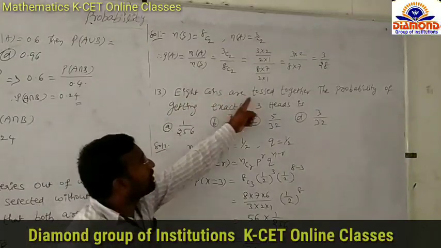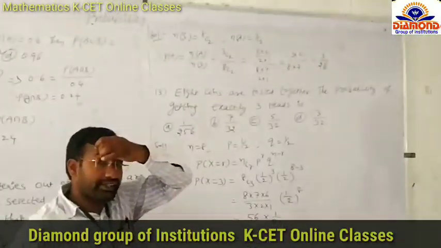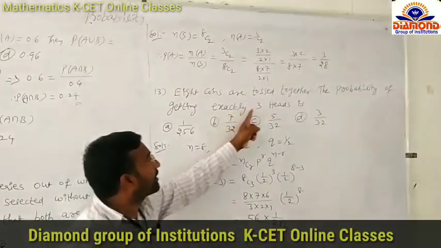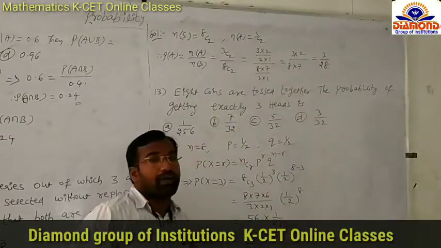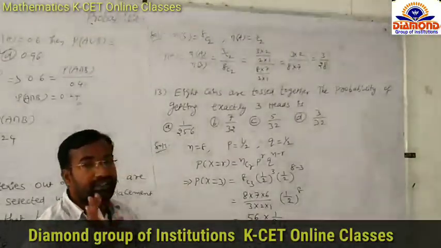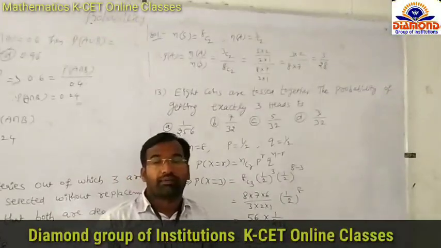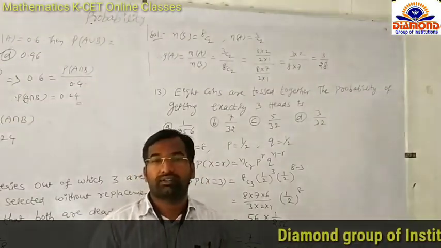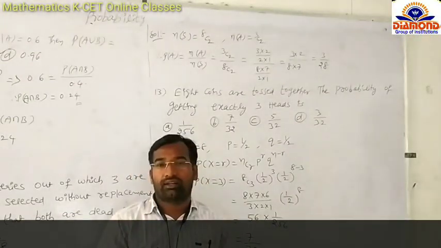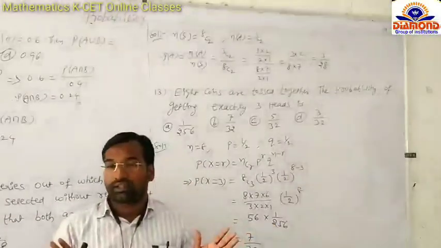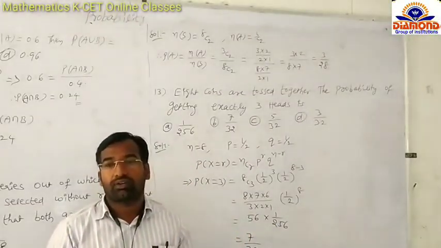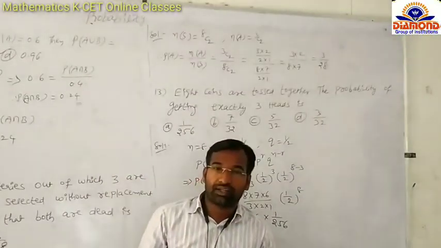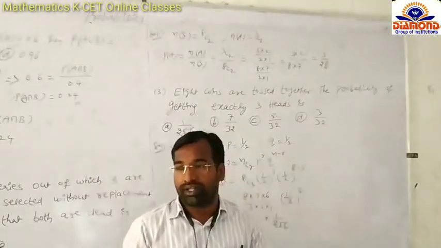8 coins are tossed together. The probability of getting exactly 3 heads. If a coin is tossed once, getting head or tail has equal chances. So the probability of getting head is 1 by 2. Similarly, the probability of getting tail is also 1 by 2.